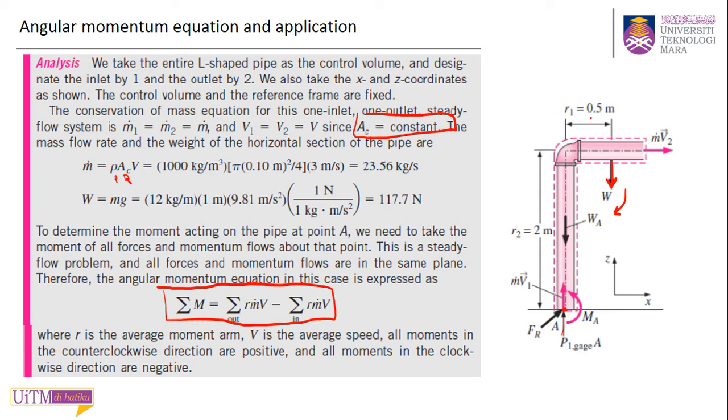This is the distance of the moment. The V is the speed, the velocity. You take that all moments in the counterclockwise direction are positive, so you need to establish which one is the positive. So in this case, they take the counterclockwise at point A as positive, so the clockwise ones are all negative.